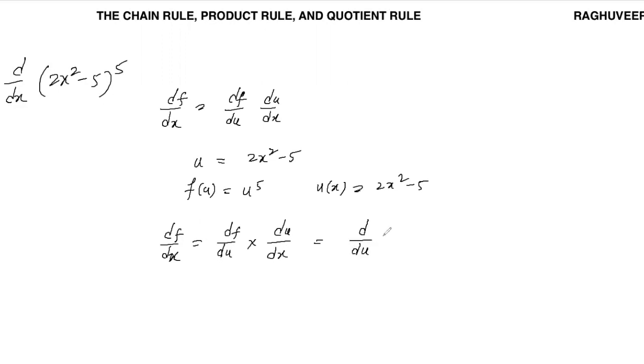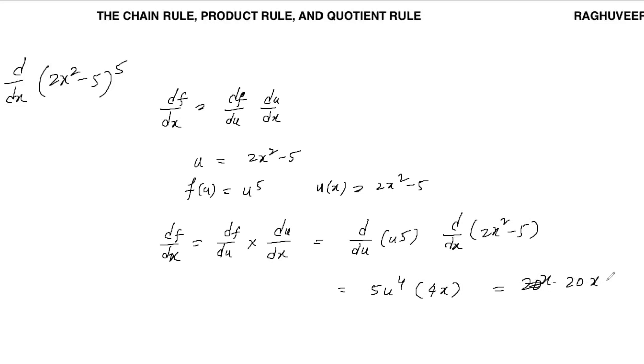So this is d by du of u power 5 and d by dx of 2x square minus 5. So this is 5u power 4 into 4x, or 20x u power 4. So let us substitute what u we have taken. So this is 20 into x, 2x square minus 5 power 4.